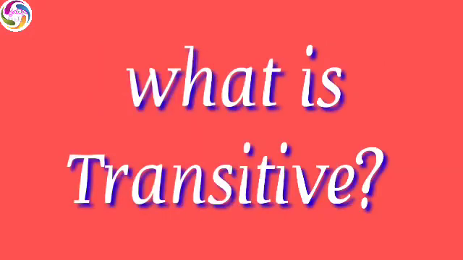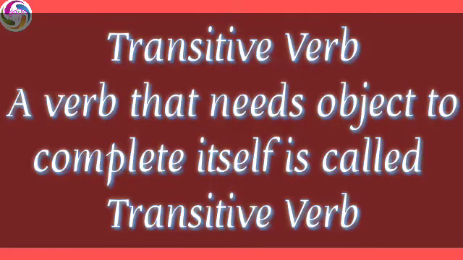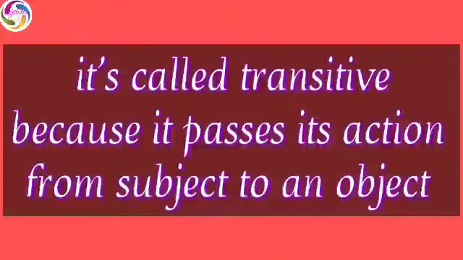So what is a transitive verb? A verb that needs an object to complete itself is called a transitive verb. It is called transitive because it passes its action from subject to an object. That's why it is called a transitive verb.